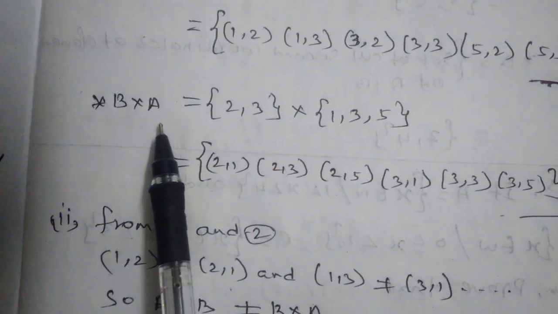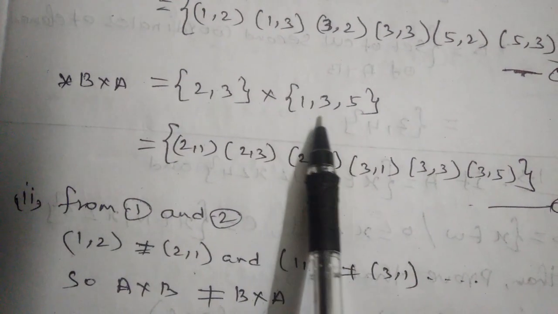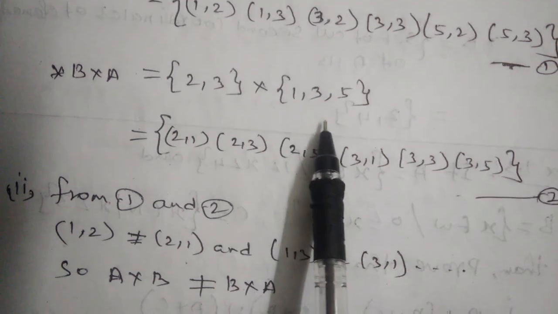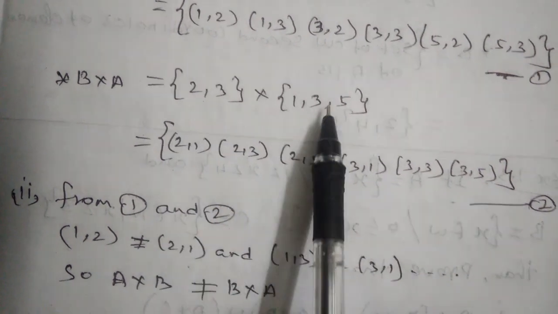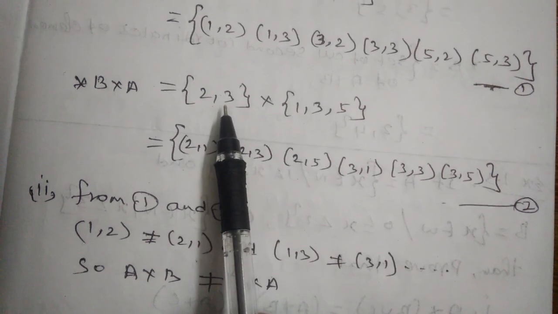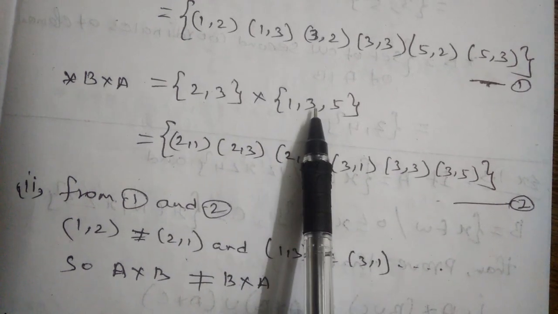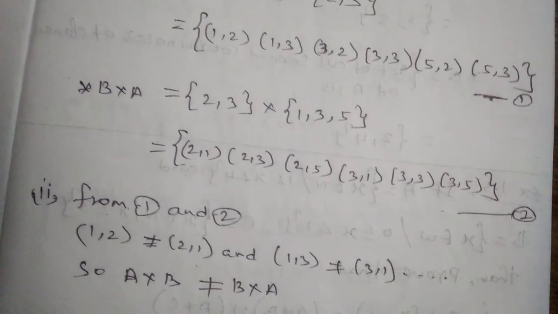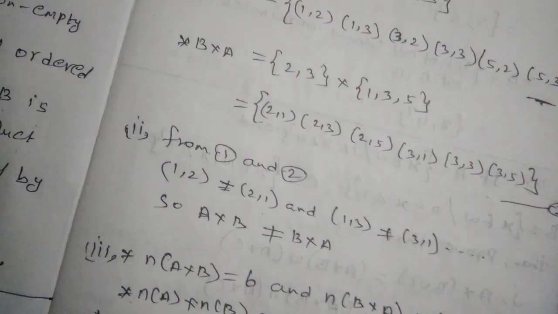Now find B cross A. First we write B, {2, 3}, and then {1, 3, 5}. In the same way we take the Cartesian product: (2, 1), (2, 3), (2, 5). In the same way we take the second element 3: (3, 1), (3, 3), (3, 5). That is the Cartesian product. Now the first question is solved.